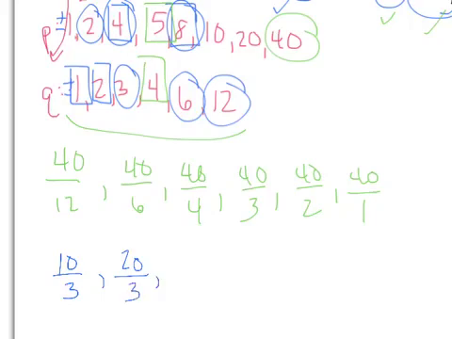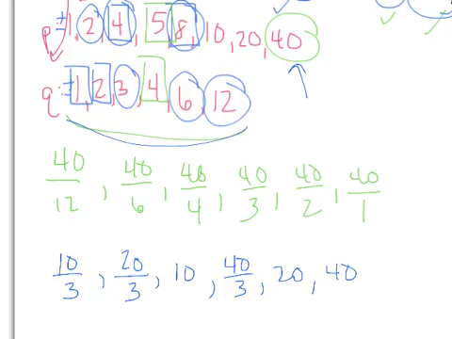40 over 4 is simply 10. 40 over 3 can't be reduced at all, so we leave that as 40 over 3. 40 over 2 is 20, and 40 over 1 is just 40. So these are the possible roots from using one of the p's and all of the q's. That's 1, 2, 3, 4, 5, 6 possible roots already.